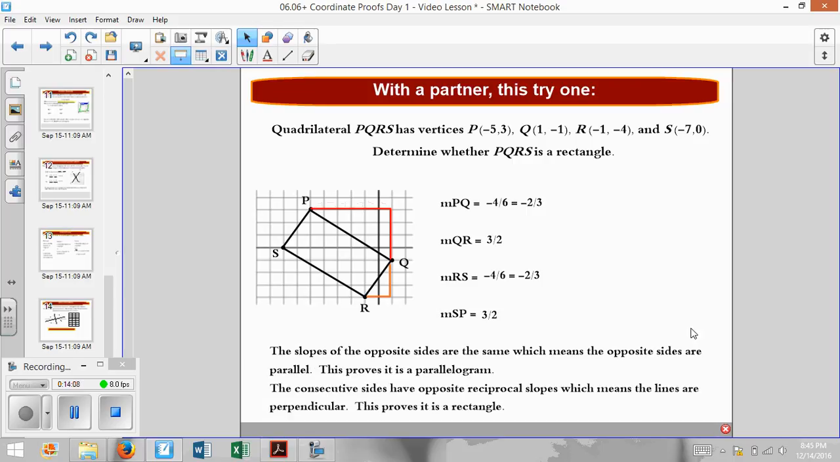So here's a little explanation I wrote up. The slopes of the opposite sides are the same, negative 2/3, negative 2/3, which means the opposite sides are parallel. That for sure means it's a parallelogram. And then to further it, the consecutive sides have opposite reciprocal slopes, which means they're perpendicular, therefore it is a rectangle.